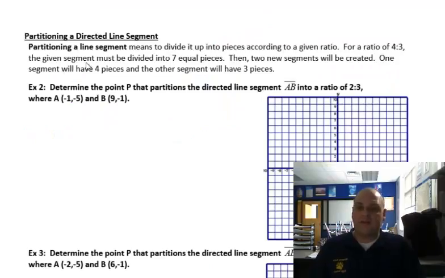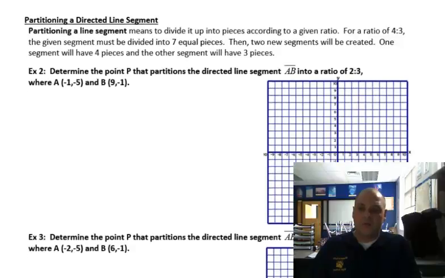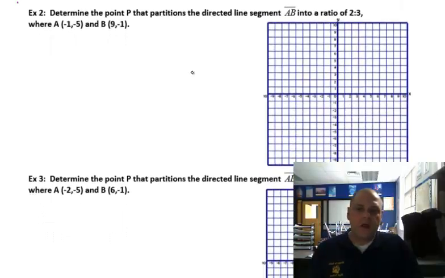All right, some examples on a graph. Partitioning a line segment means to divide it up into pieces according to a given ratio. Basically just a refresher there. For example 2, we are going to use the coordinate plane now. They ask us to determine the point P that partitions the directed line segment AB into a ratio of 2 to 3, and they give you the given points. So we can obviously plot these points.